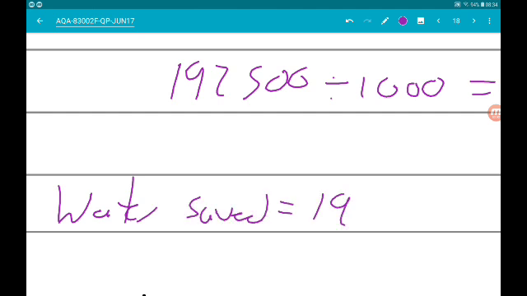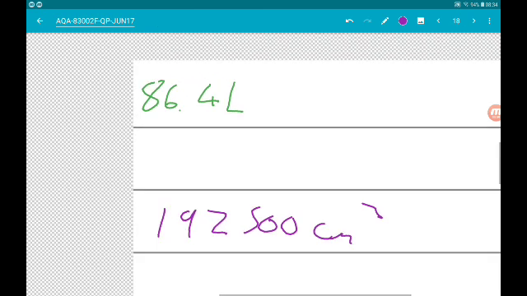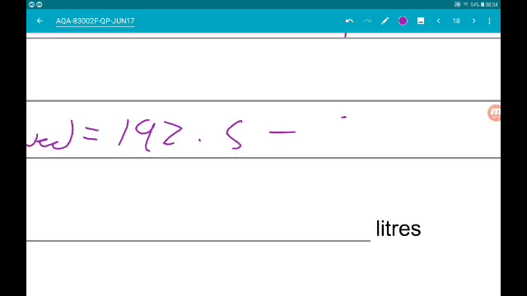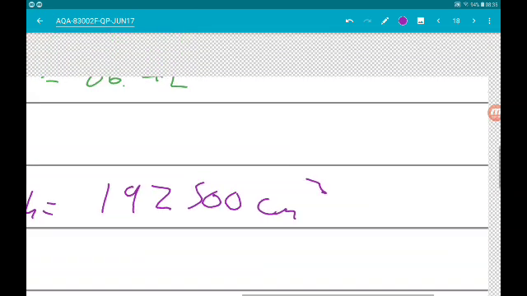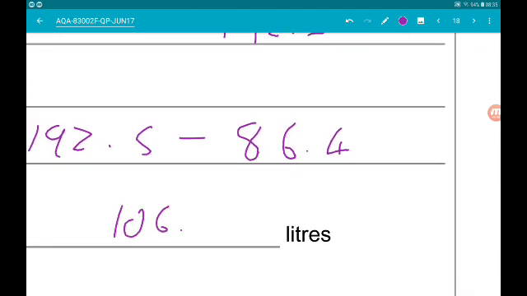So the water saved is 192.5 minus 86.4. Now that is going to give us 106.1 litres. Cool.